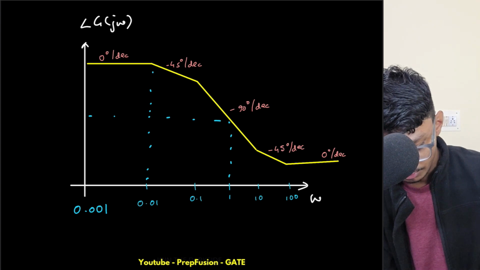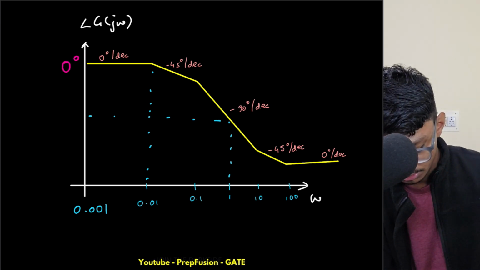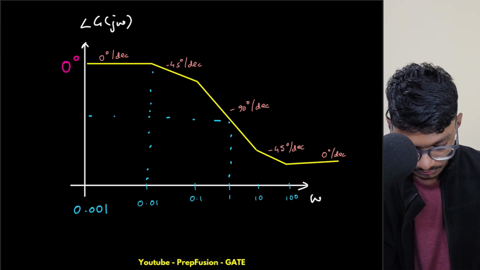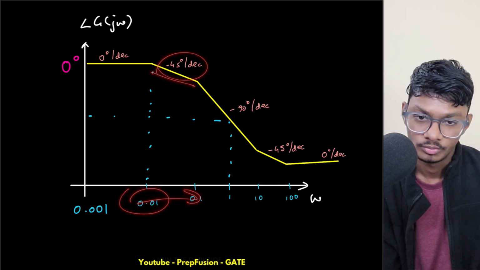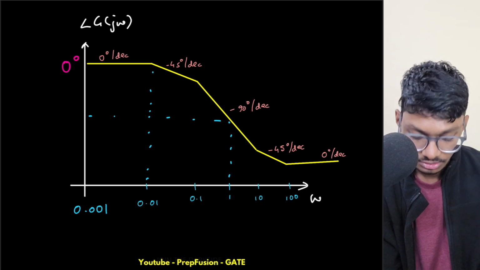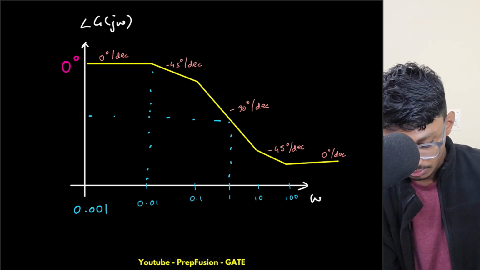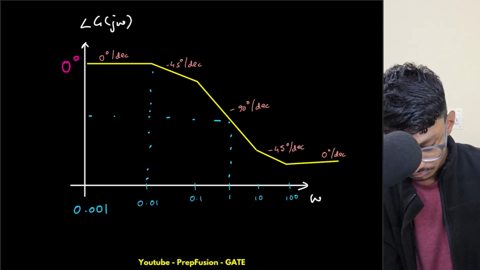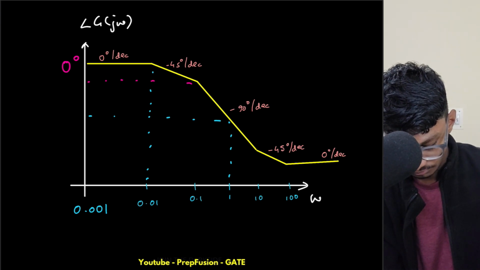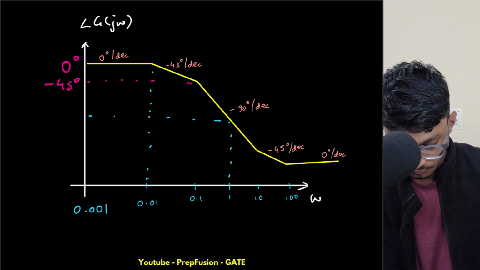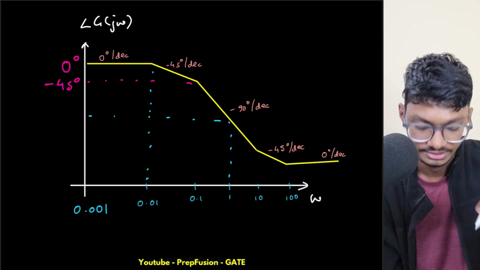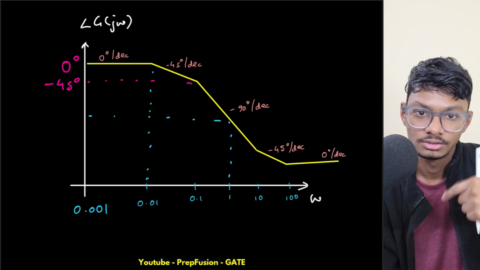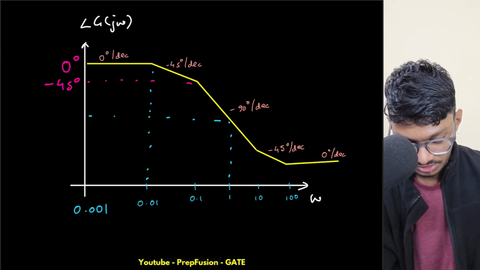So this value is 0 degrees. After this 0.1, I am moving 1 decade and the slope is minus 45 degree per decade. So overall I moved minus 45. What does this slope tell me? You move 1 decade and you move down by 45 degrees, because this is moving at minus 45 degree per decade.